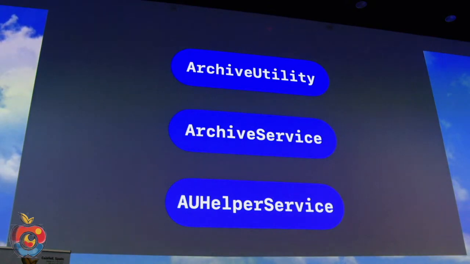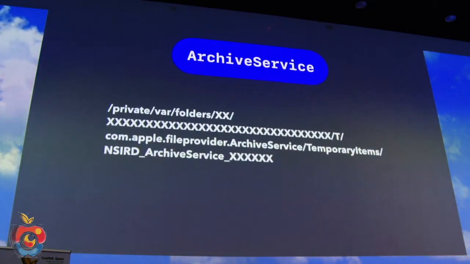So there are a number of processes that are involved when extracting an archive. This includes Archive Utility, Archive Service, and AU Helper Service. We'll start by looking at the Archive Service process. Archive Service writes the extracted contents to a temporary directory located at a path prepended with the name NSIRD archive service.